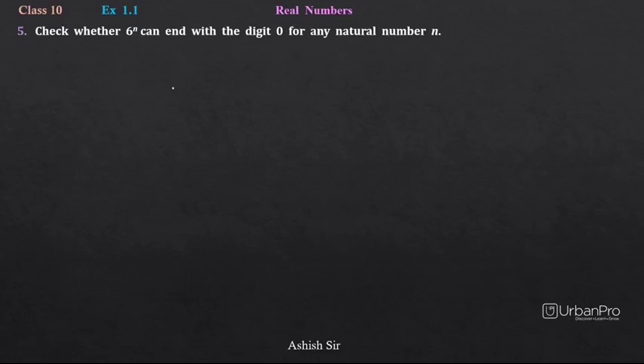Hi, here we have a question from exercise 1.1. Check whether 6 to the power n can end with digit 0 for any natural number n. So let's check. 6 to the power n, and natural number is n, so we can take from 1. 6 to the power 1 would be 2 into 3 to the power 1, that is 2 into 3. And this number will be 6 itself.